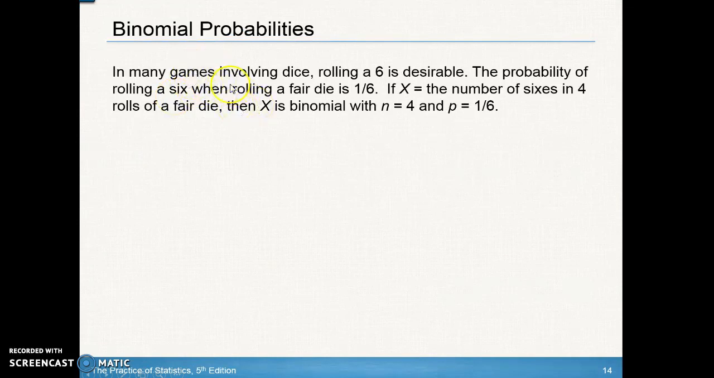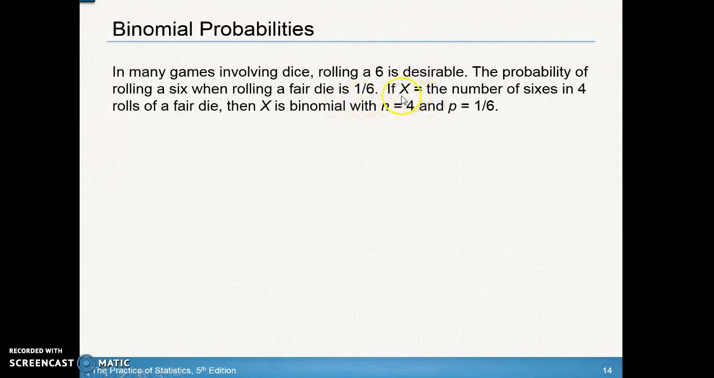All right, so let's just take a minute. We're going to start looking at some binomial probabilities. So remember, in many games where you roll a die, a 6 is desirable. Think about Trouble. To get out of home, you want to roll a 6. So the probability of rolling a 6 when you have a fair die is 1 out of 6.